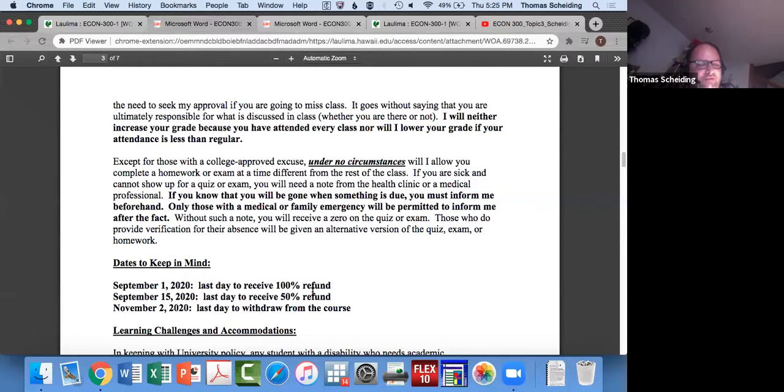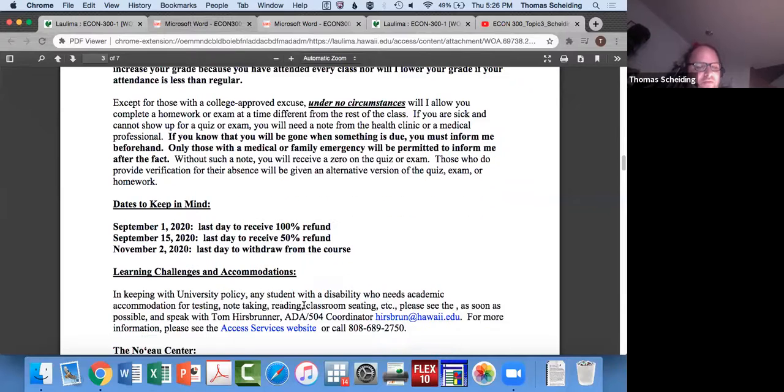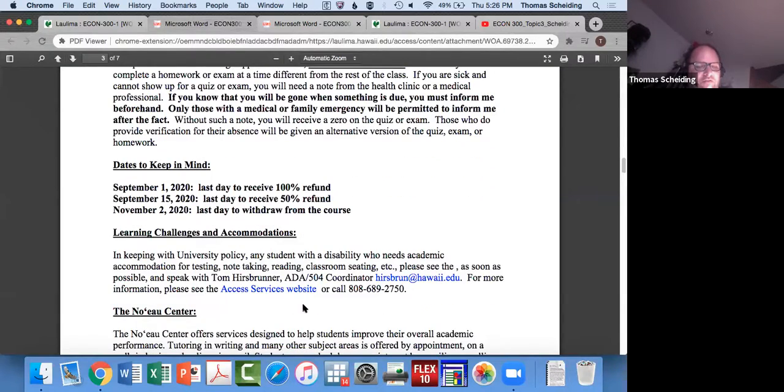These dates are pretty set in stone. So if you know you already want to drop, do it by September 1st. September 15th, you can still get half your money back. And then November 2nd, you could still withdraw.